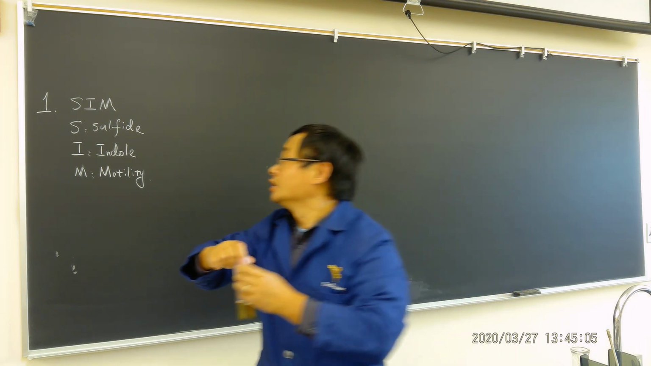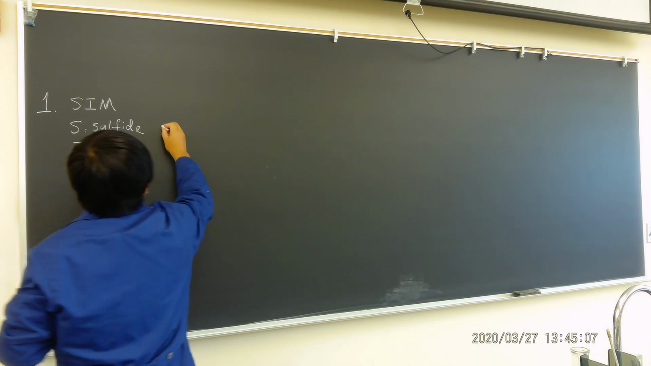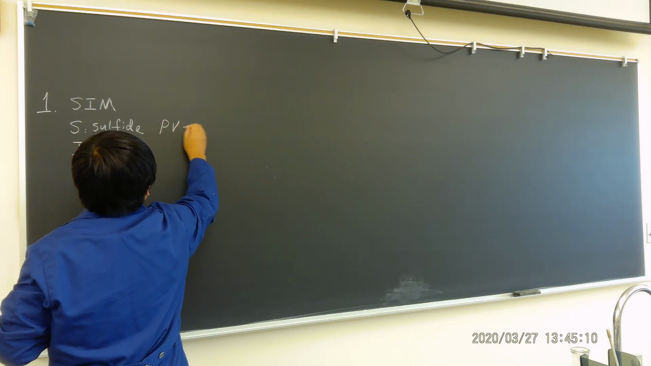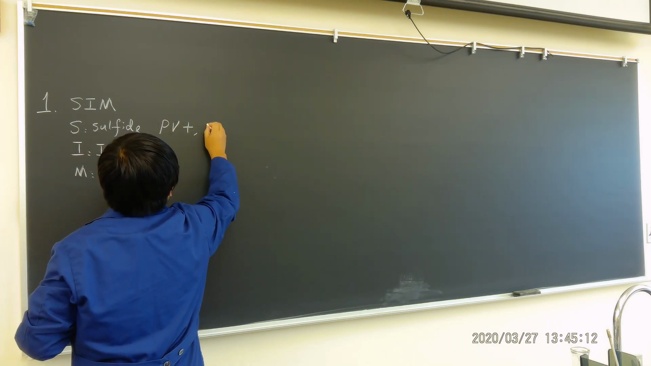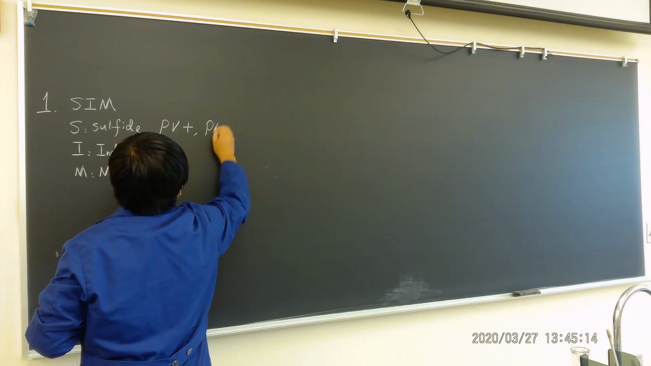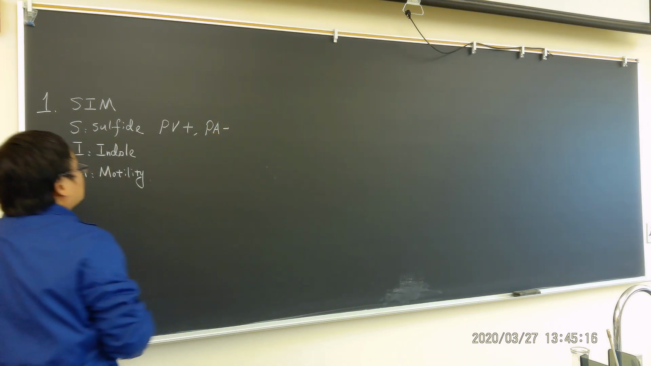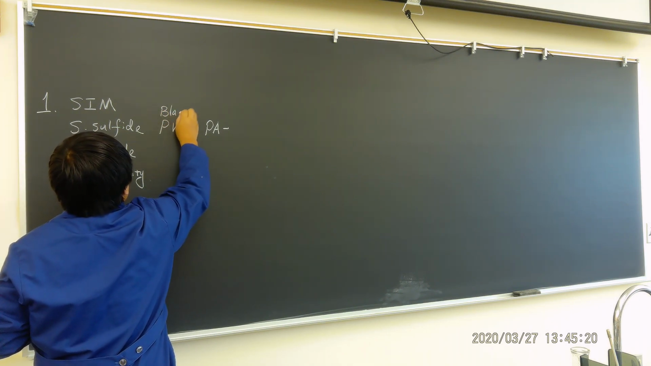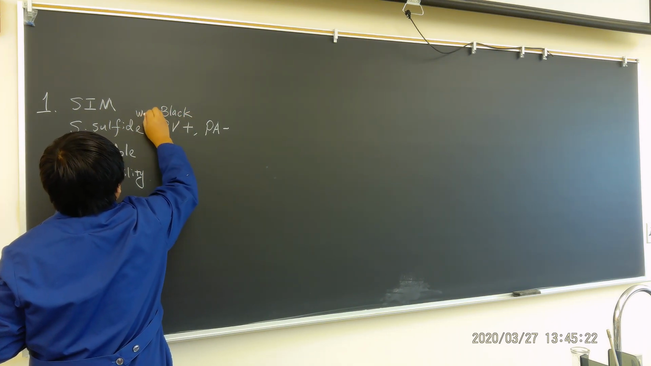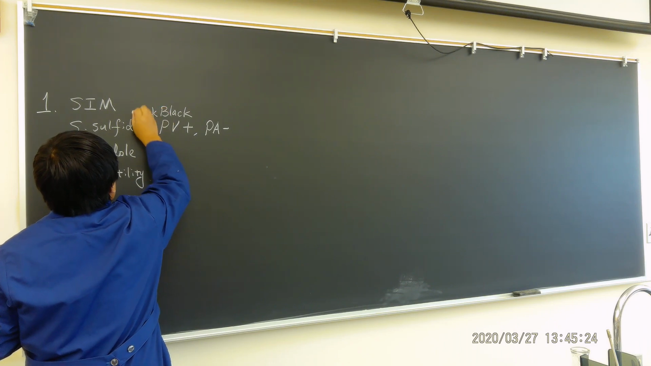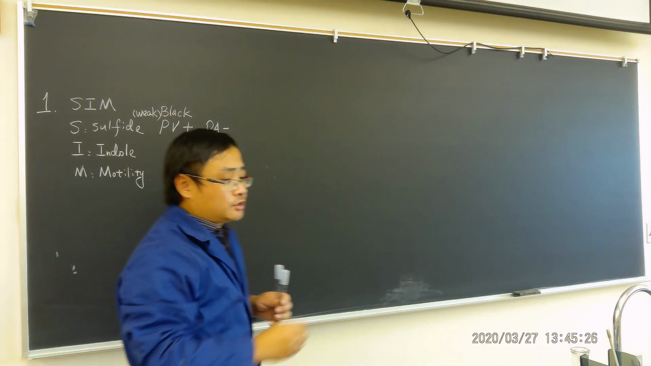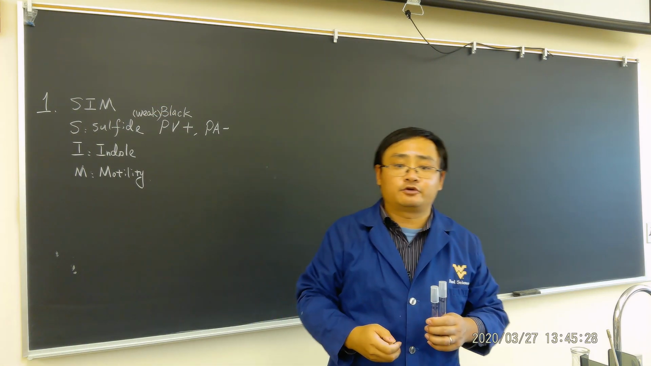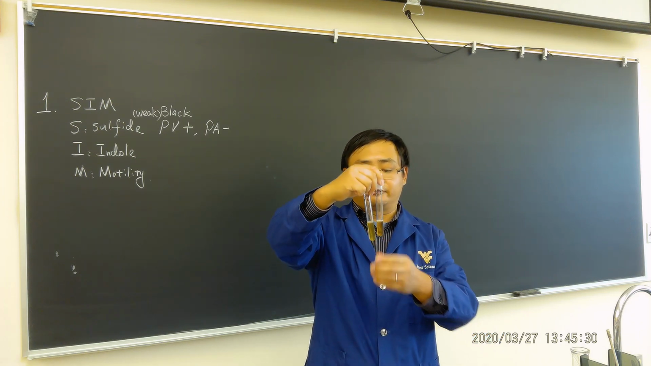So from here, for sulphide, Proteus vulgaris is positive and Pseudomonas aeruginosa is negative. Because this should turn black, and here we see only a weak black. Ideally, you can look at your own. If you have an E. coli, you can decide by yourself.